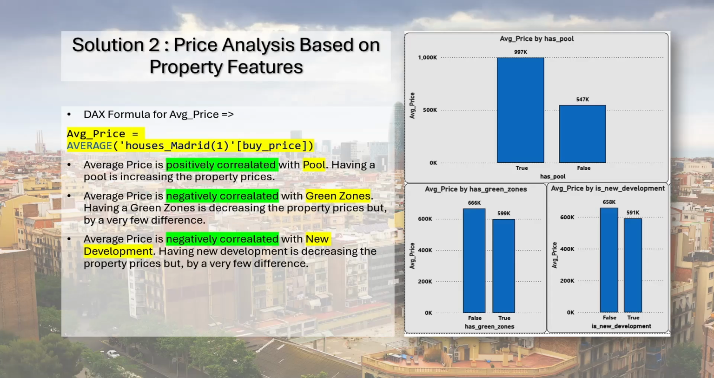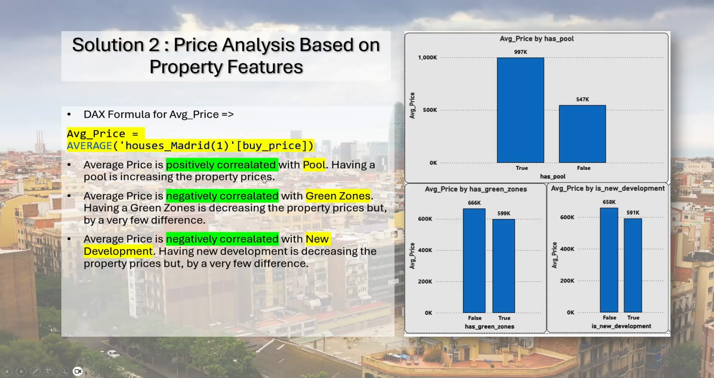Let's move on to the second question. Price analysis based on property features. So here you can see this chart and this DAX formula too. This DAX formula was used to calculate the average buy price. And here are some observations.